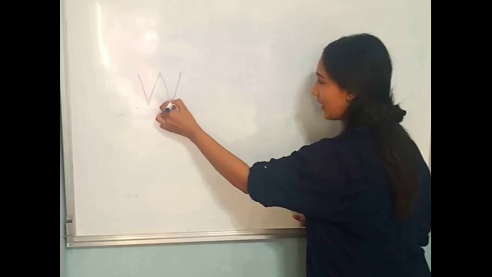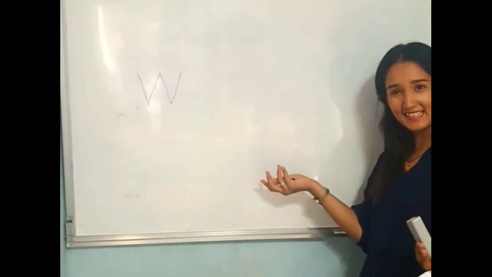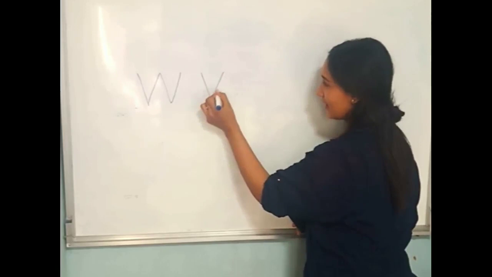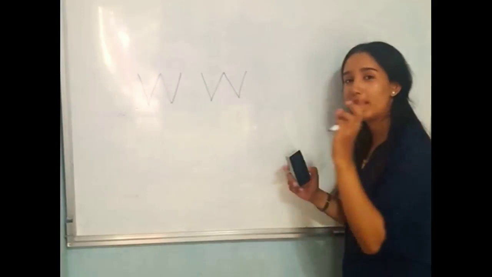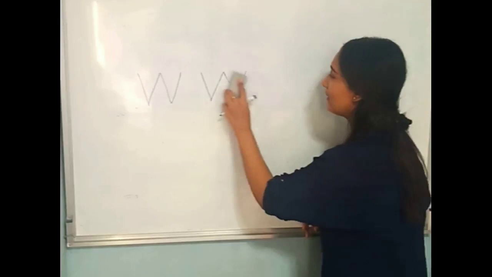One cross line. So it becomes W. How easy, you know? So I'll show you again. One cross line, another cross line, another cross line. So V, V. When we write double V, it becomes W. Okay? W.